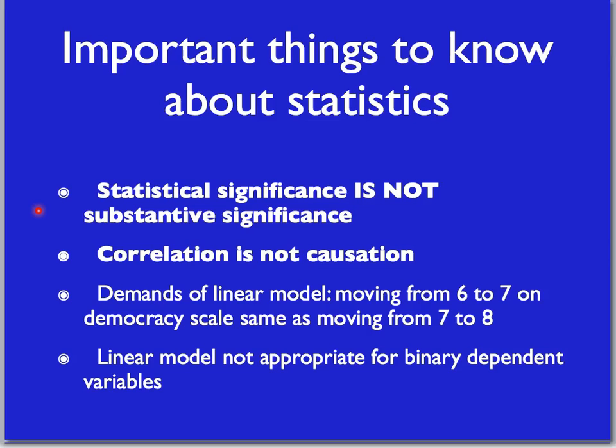Another thing that's important to remember is that a linear model is not appropriate for binary dependent variables. So if there's only two values a variable can take, like 0 and 1, you shouldn't use a linear model. So that's another thing to look out for. If you see someone seems to be using the kind of regression I've described today to explain something that only has the values of 0 or 1, they're probably not doing it right.